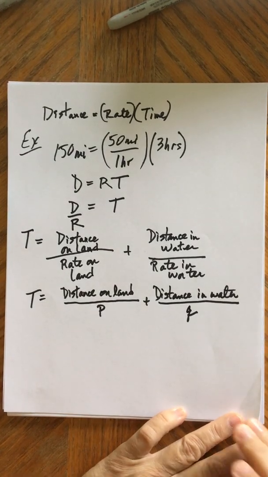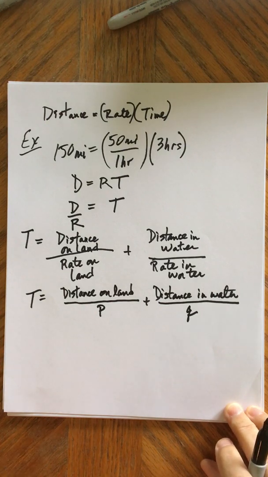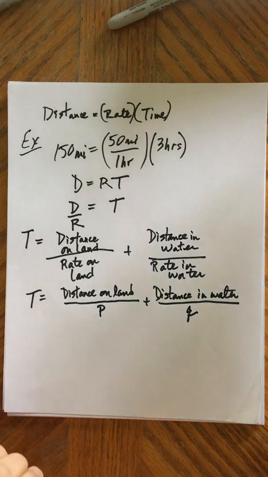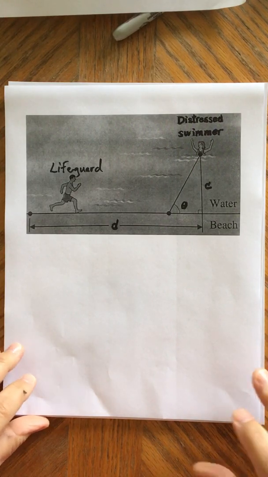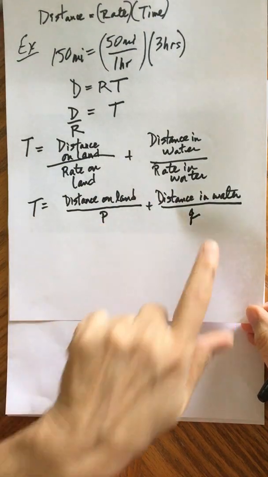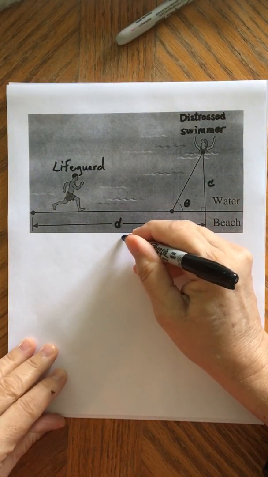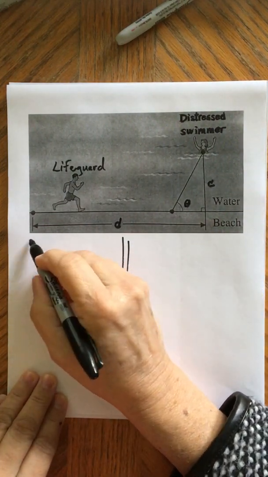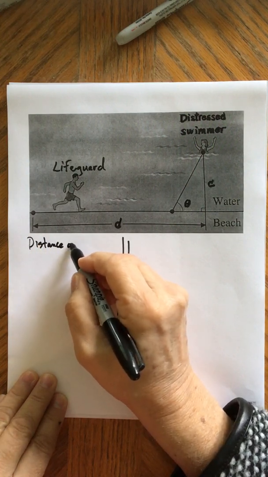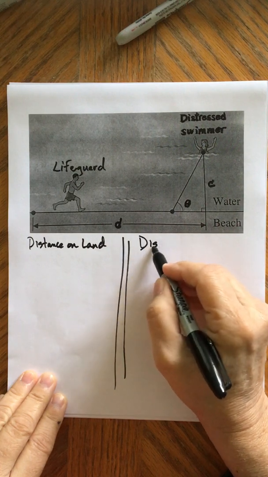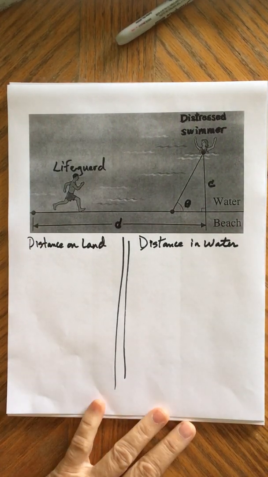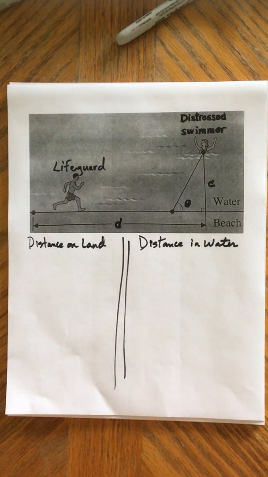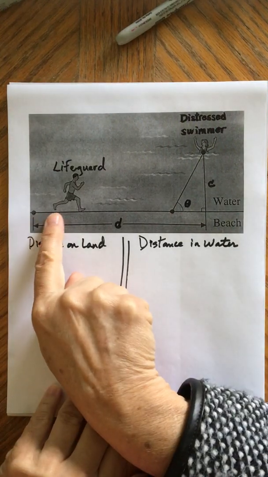All right, so we're getting closer, and hopefully this makes sense to you in words. Now we have to go to the picture and start figuring out how do I figure out distance on land? How do I figure out distance in water? Those are the two things I'm now going to go for. We'll come back to that. So what I'm going to do is split this up so I can see it. I want to look at distance on land and I want to look at distance in water.